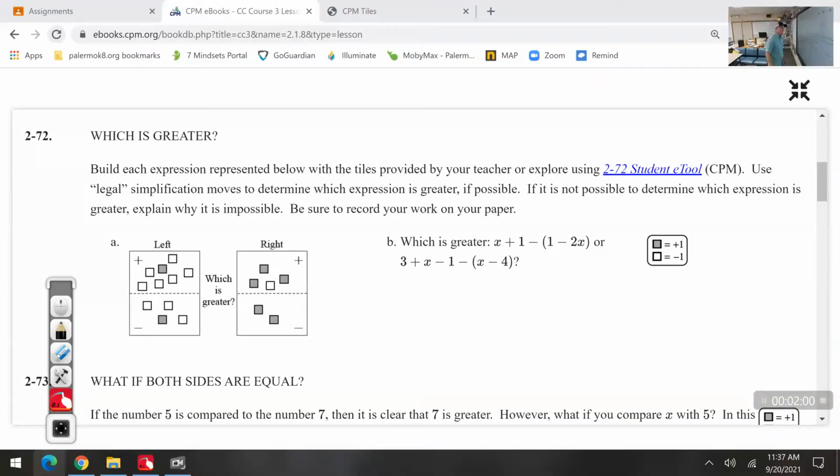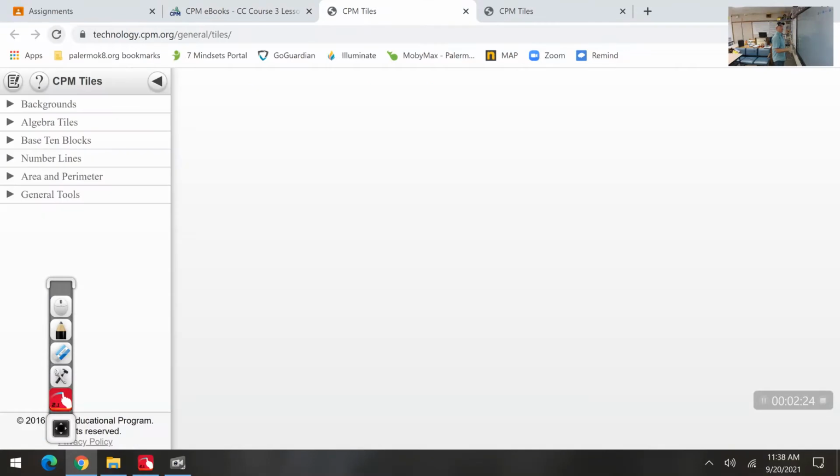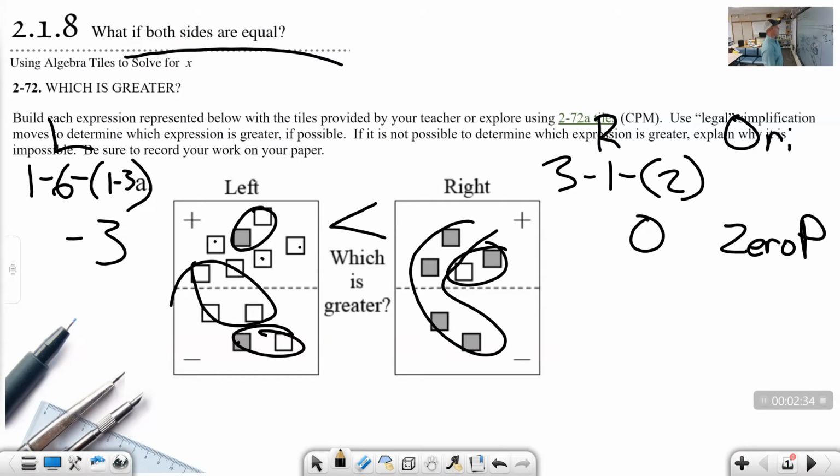So what you are going to do is go to CPM, have it ready, and decide which is greater. Here's the left, here's the right, and you're going to write it down. Now, if you need tiles, please remember in your ebook, here in the upper corner, you can click on eTools and then build tiles. That's an option that you can use here in your Chromebook. So what I want you to do is in letter B, decide which is greater. Pause the video now.